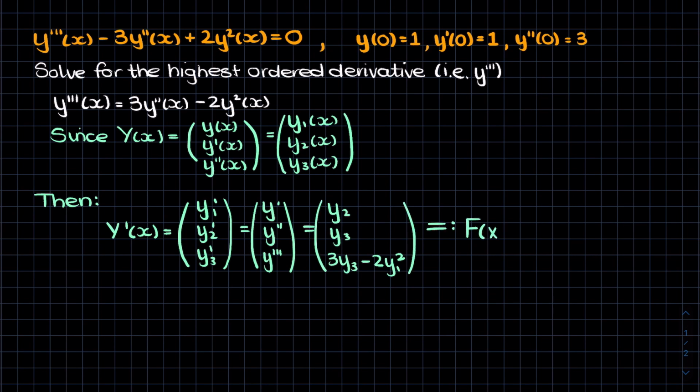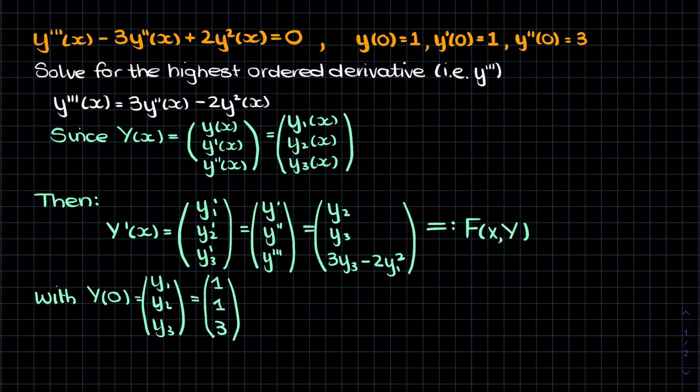And this is all equal to a multivariate vector valued function that we're going to call f. Notice that the last row here will always equal our highest order derivative, and that's why we solve for it at the beginning. Just make sure to write it this time in terms of y1, y2 and y3. Now we have initial conditions up the top, so we can't forget about them. So we can write y0 equals y1, y2, y3 equals 1, 1, 3.